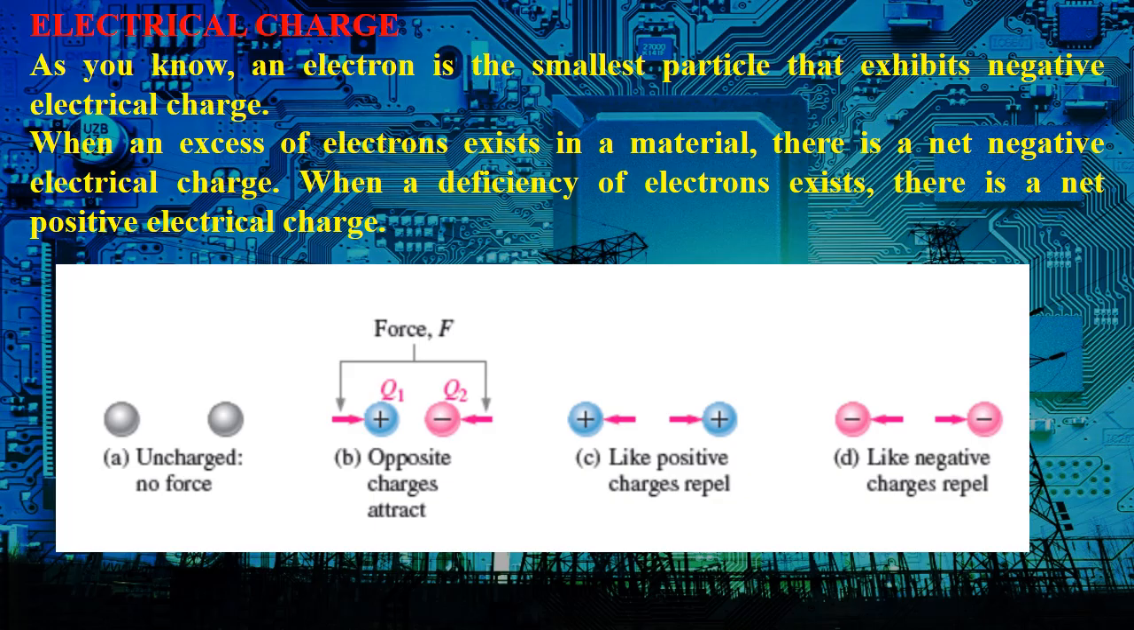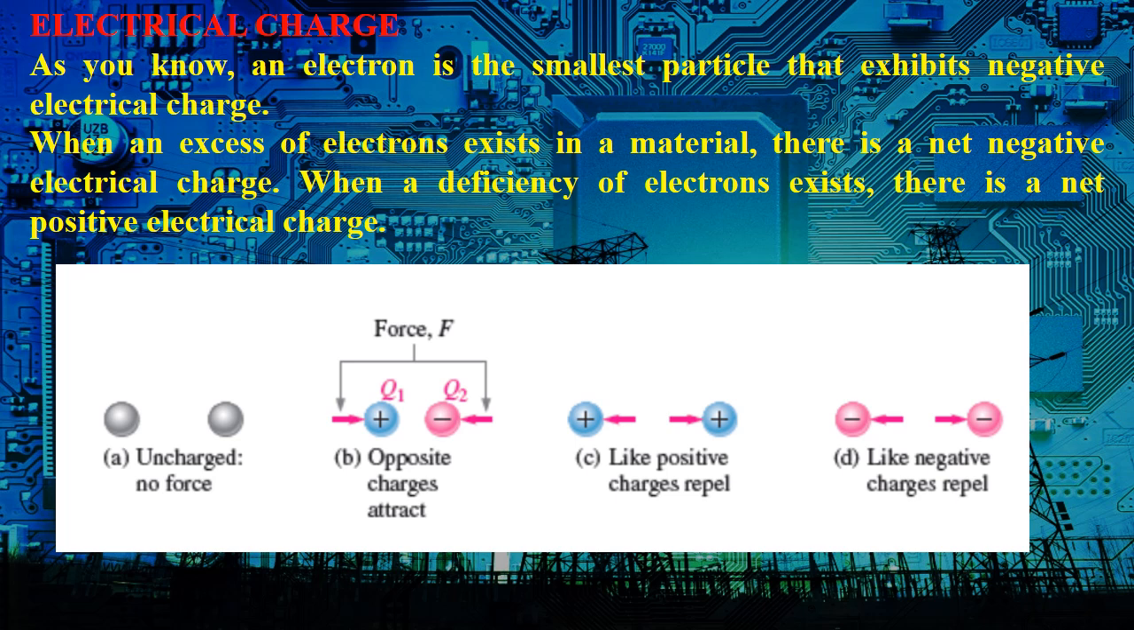Okay, so as you know, an electron is the smallest particle that exhibits negative electrical charge. When an excess of electrons exists in a metal, there is a net negative electrical charge. When a deficiency of electrons exists, there is a net positive charge. So that refers to the ions, anion and cation. When there is a deficiency, meaning minus, anion. When there is an excess of electrons, that's plus, meaning a positively charged ion.